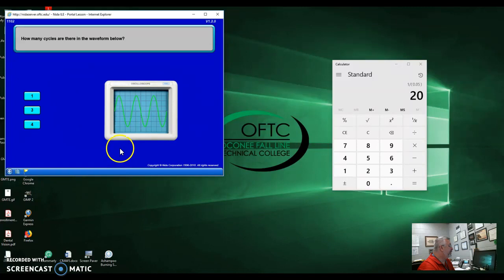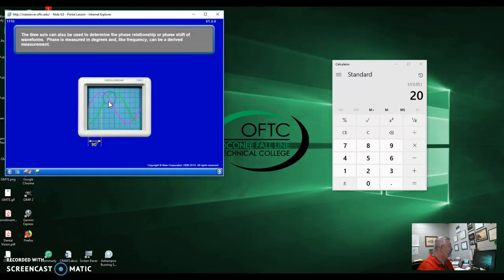So how many cycles do we see here? And I'm going to work with you through this. It's pretty easy. We're starting at the reference. Up, down, back to reference. That's 1. Up, down, back to reference. That's 2. Up, down, back to reference. That's 3. So easy enough.